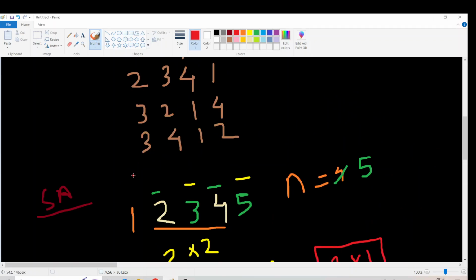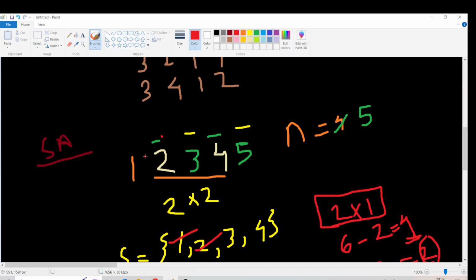I have already mentioned what the possible permutations are if we fix the starting element. So what are the remaining odd elements and even elements? Let's say there are n remaining elements. Then there will be n by 2 odd elements and (n plus 1) by 2 even elements.